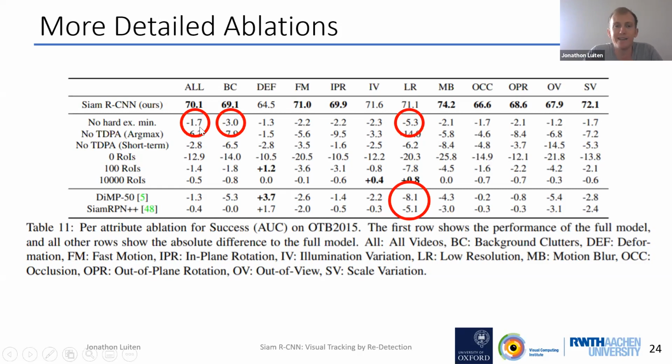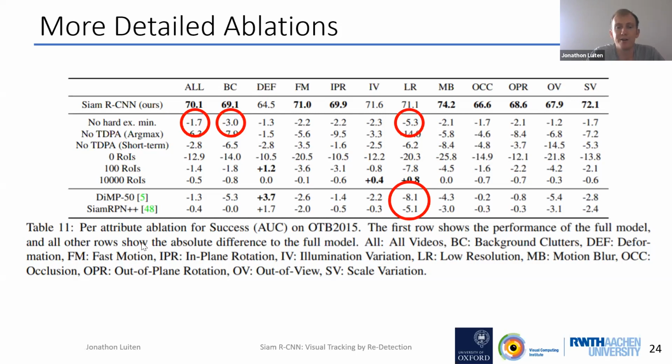So this is on the OTB data set, and we have different categories here. This helps the most when there's background clutter, which makes sense. By clutter, it means other similar objects in the background. So this hard example mining that's trained specifically to solve this helps quite a lot. And it also helps quite a lot with low resolution images. In low resolution, everything kind of looks similar, so training specifically for this case really helps.